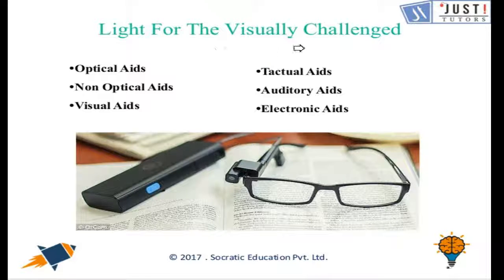Light for the visually challenged can also be seen when they need to use optical aids or non-optical aids. Many other aids are available, so they can be characterized as visual aids, auditory aids, or electronic aids.